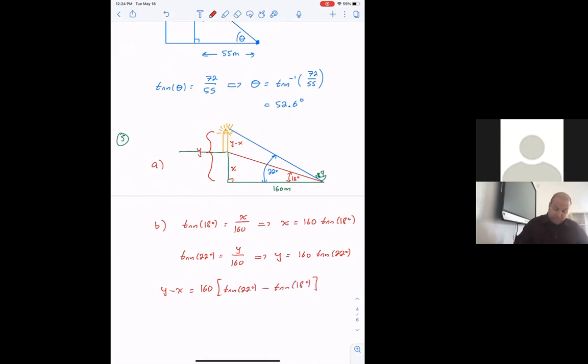At this point, take out my calculator. Tangent 22 minus tangent 18. Compute that, multiply by 160. And this gives me, and do they say sig figs? They do not, so 12.7, and the units are meters.